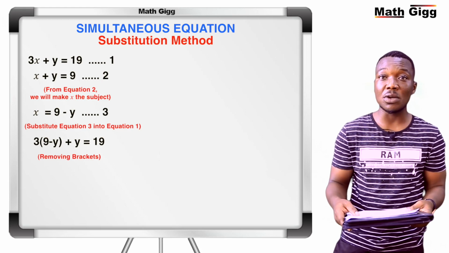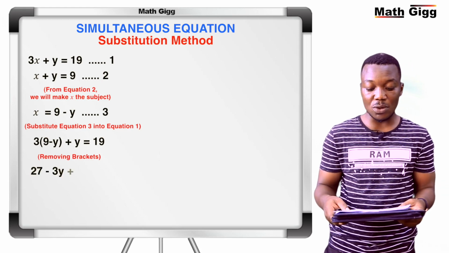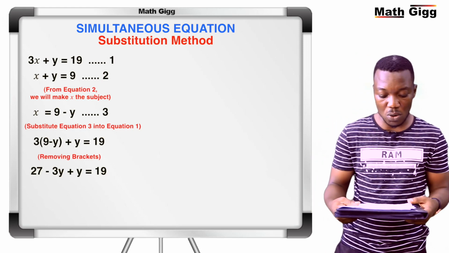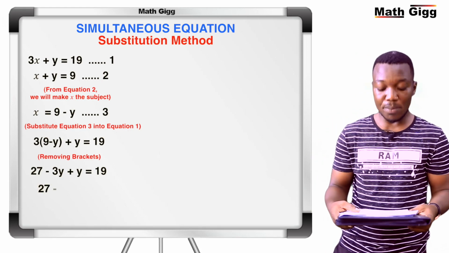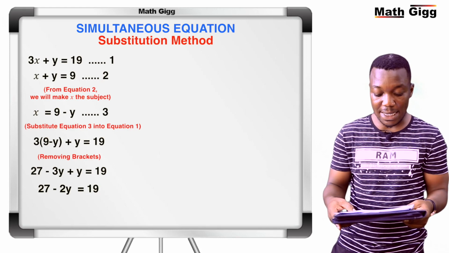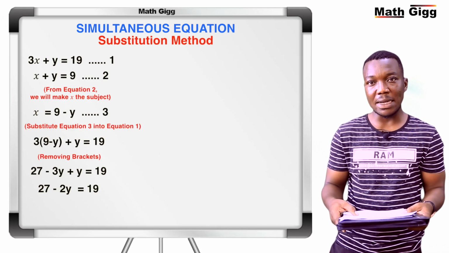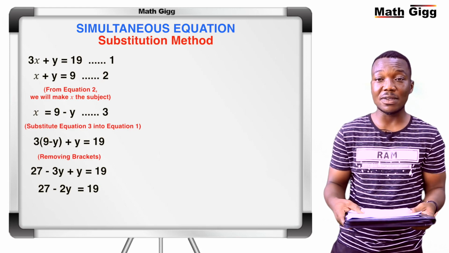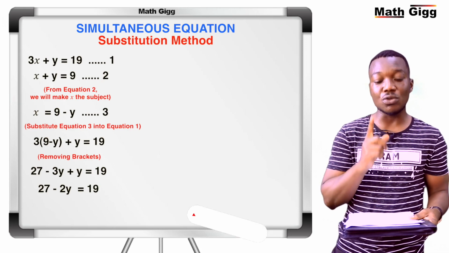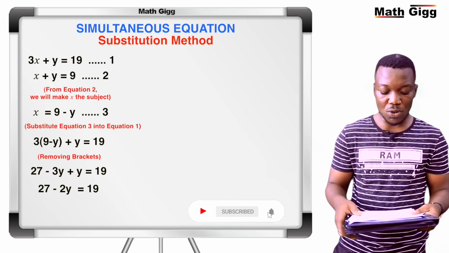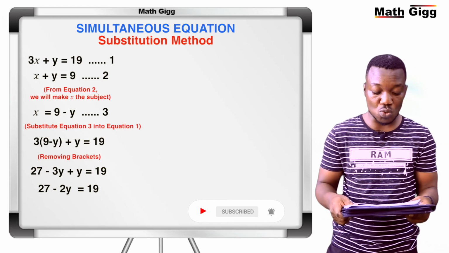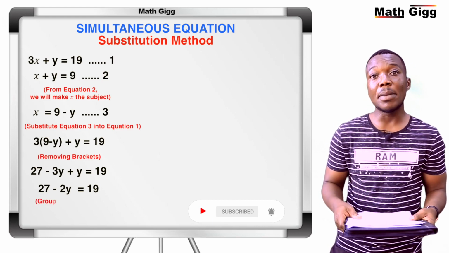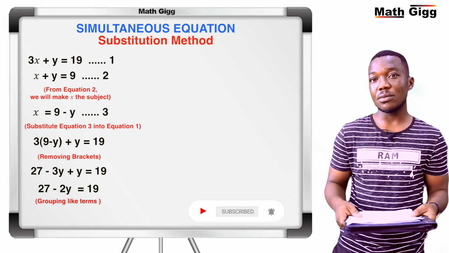Then we continue writing the equation. We have plus y is equal to 19. Then we follow on. We are going to have 27 minus 2y is equal to 19. Now let's try and group like terms. Let's look at a way to make it simple. Now we are taking the 27 to the other side. Remember, there was 19 there already. So we are now going to have minus 2y is equal to 19 minus 27.